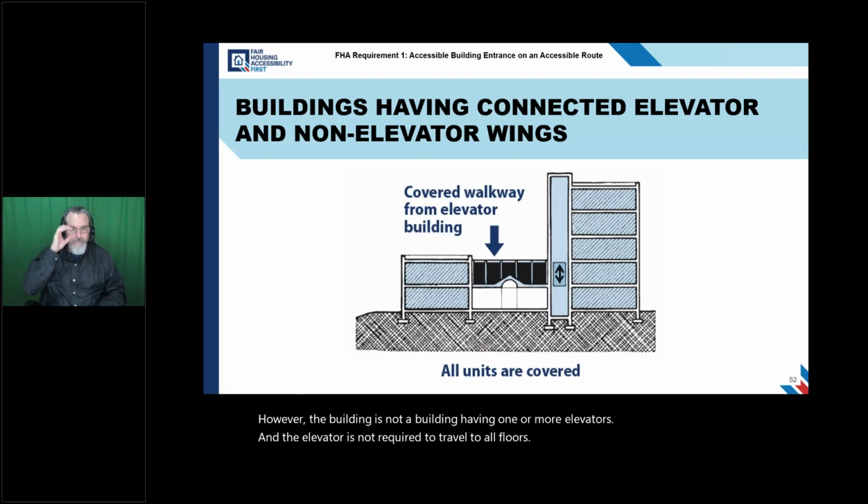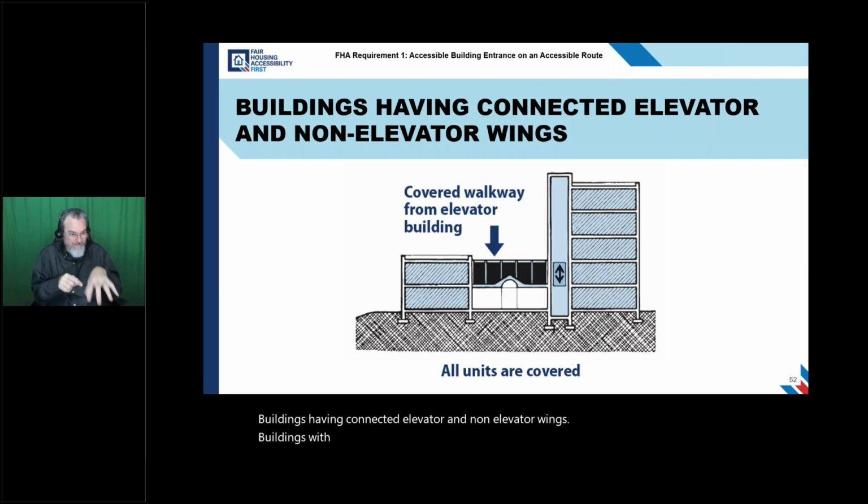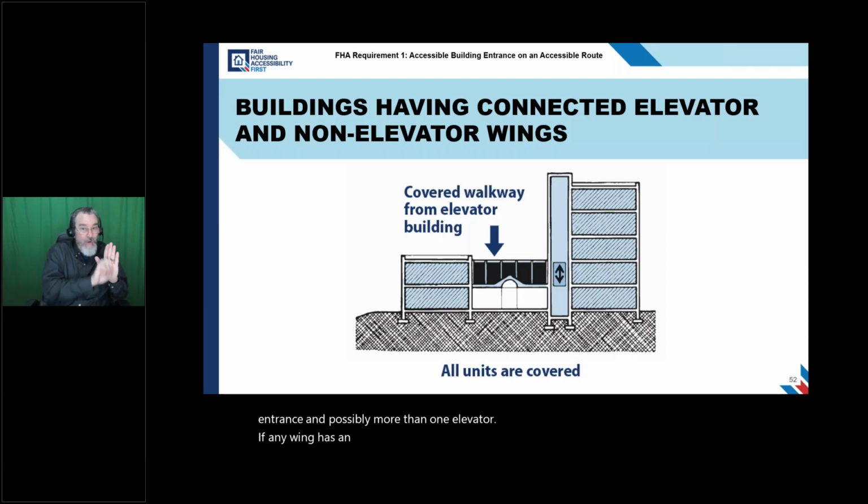Buildings having connected elevator and non-elevator wings. Buildings with multiple wings and different configurations may have to provide more than one entrance and possibly more than one elevator. If any wing has an elevator, all of the units in that building are covered and must be on an accessible route.